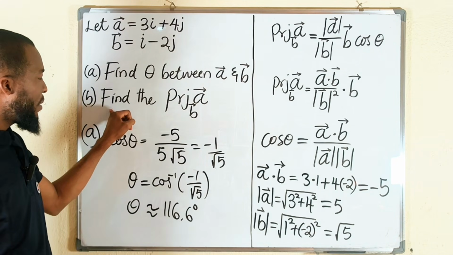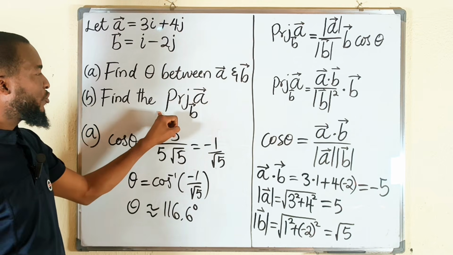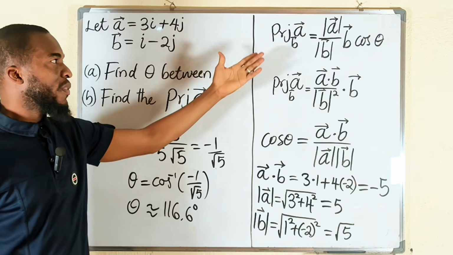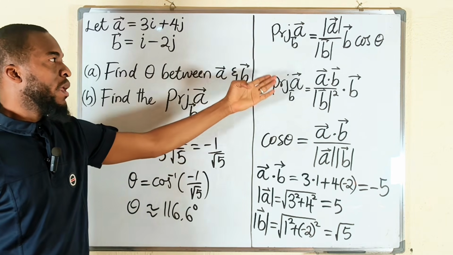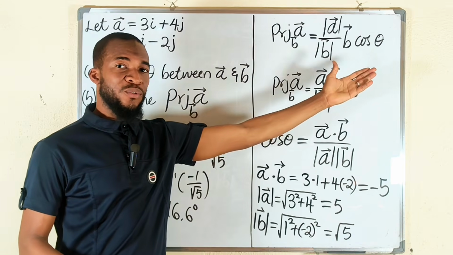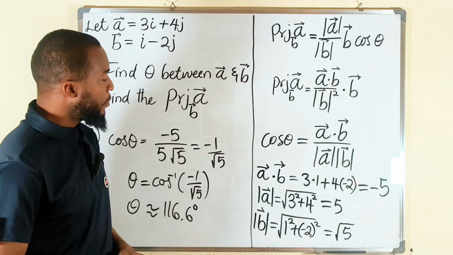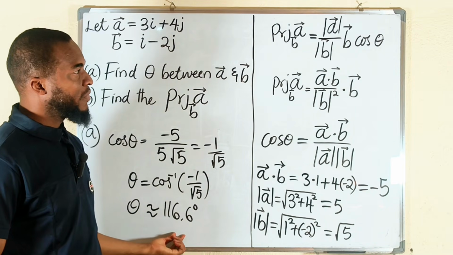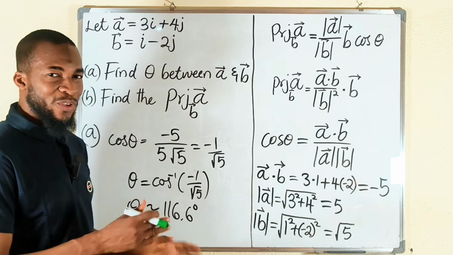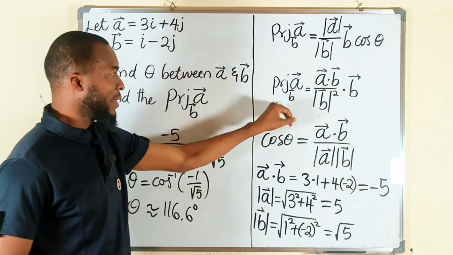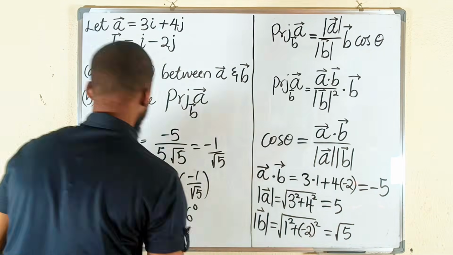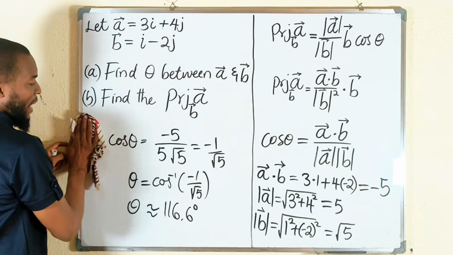Then what about the B part? We're asked to find the projection of A onto B. You can either use this formula or this. You use this when the angle is given to you, when you know the angle already. But the angle is not special, so our answer might look somehow. So let me use this one.